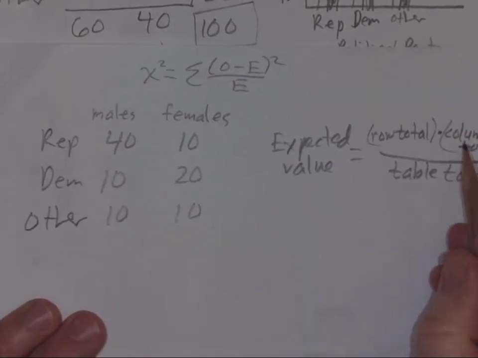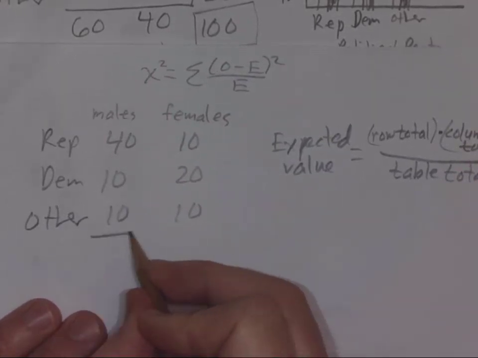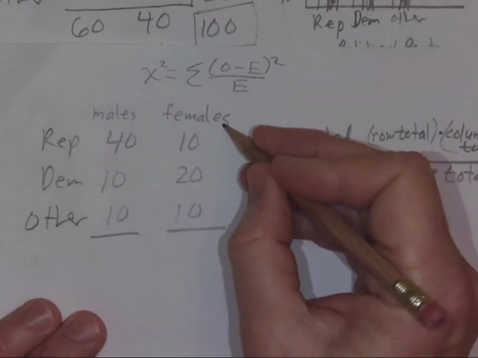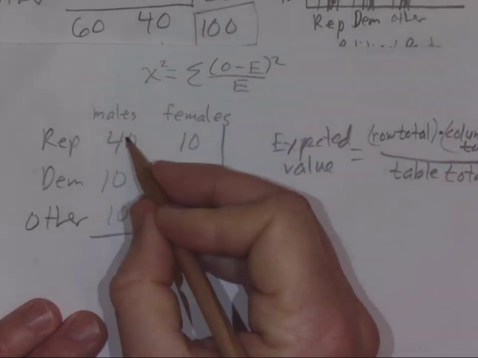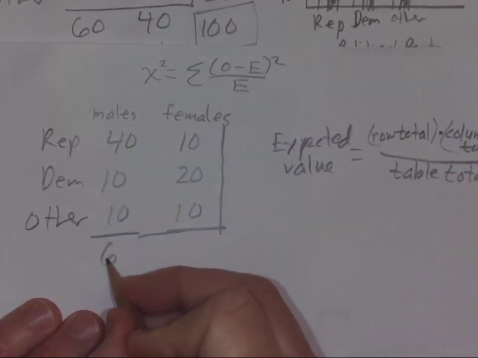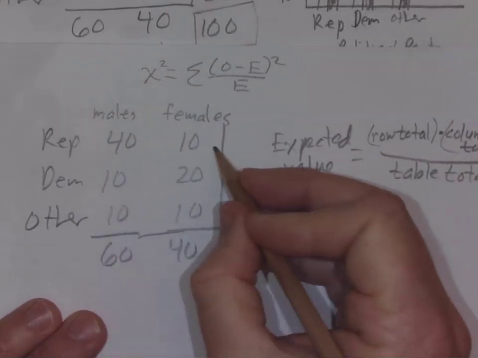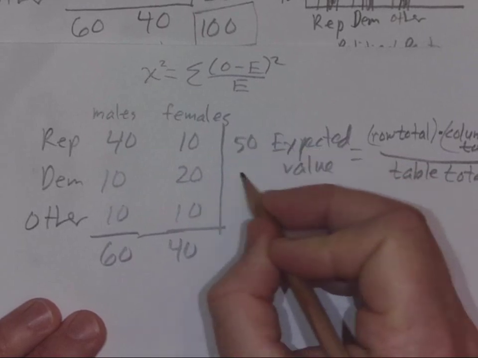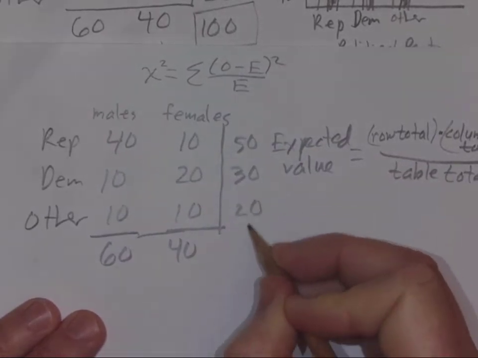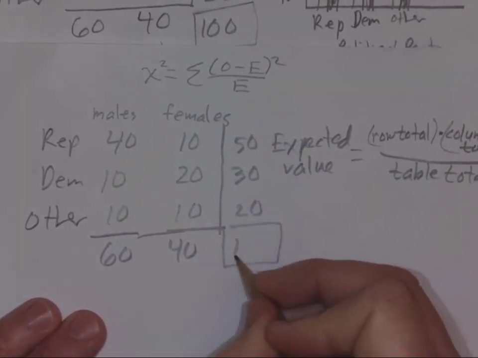So I've got to get my column totals and my row totals. We will get our marginal distributions in order to do this. I add these up, so I have a total of 60 males. Add these up, I got a total of 40 females. Then I've got a total of 50 Republicans. I've got a total of 30 Democrats and 20 other. So my table total is 100.